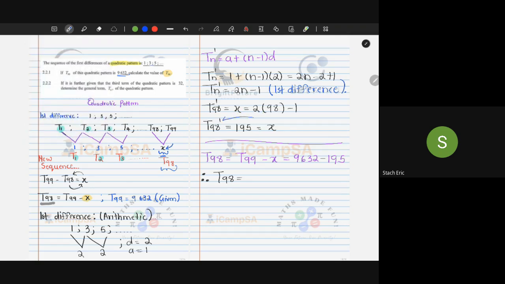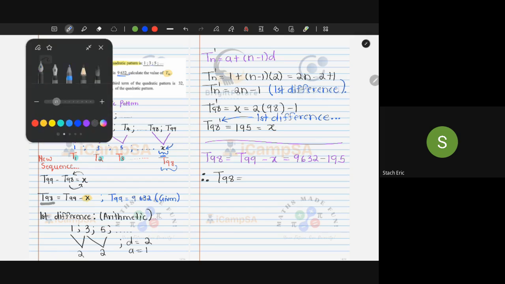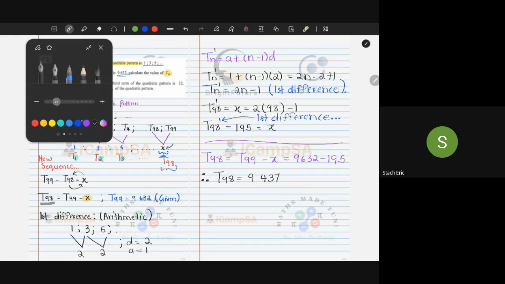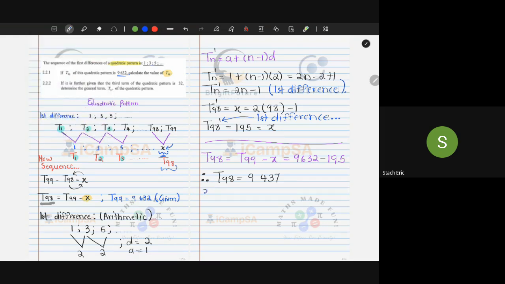So the dash there at the top says that it is the T98 of the first difference, not what we are looking for. What do we get as the answer, guys? What is T98? 9,437. Done with that.